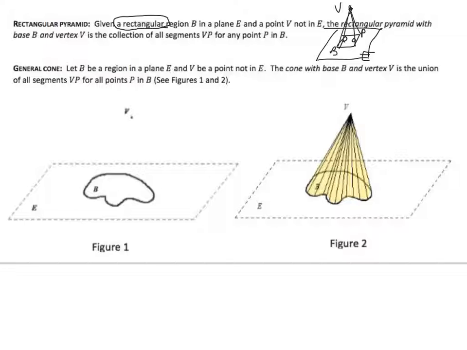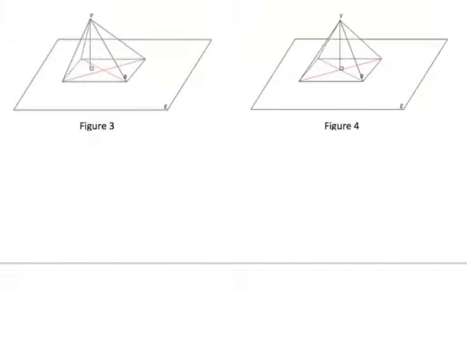General cone: let B be a region in plane E, and V is a point not in E. The cone with base B and vertex V is the union of all the segments VP. So these are all points P down here where your segment hits the region. Cool? There is your definition.